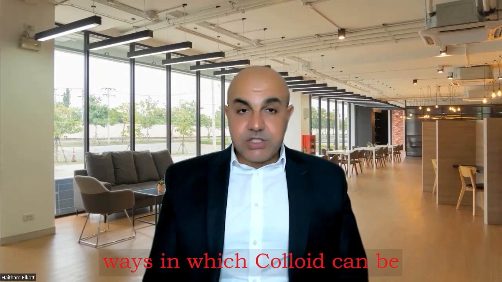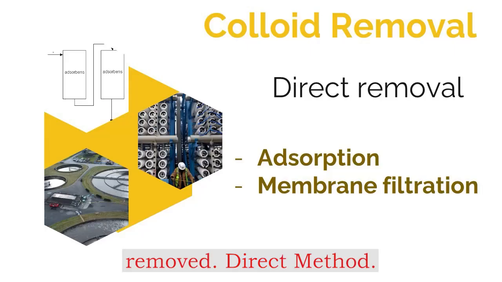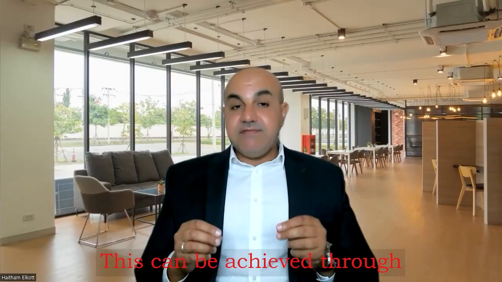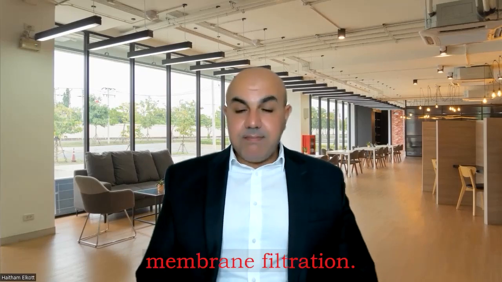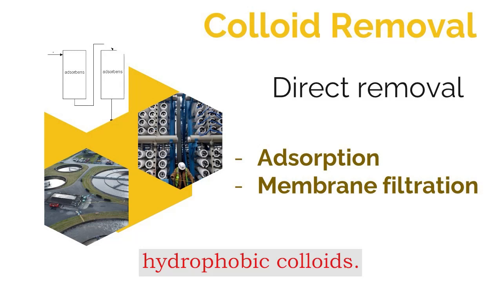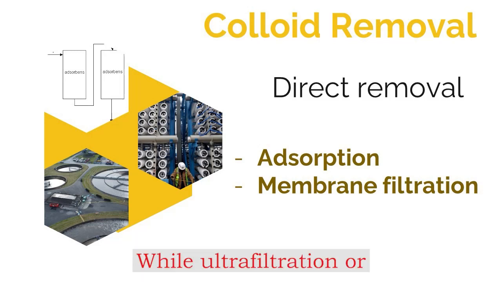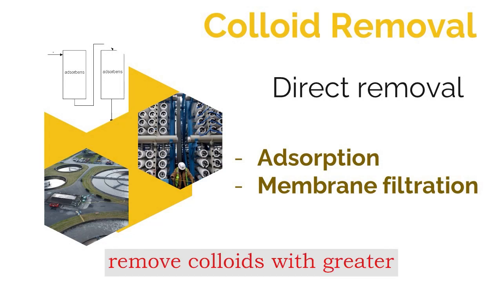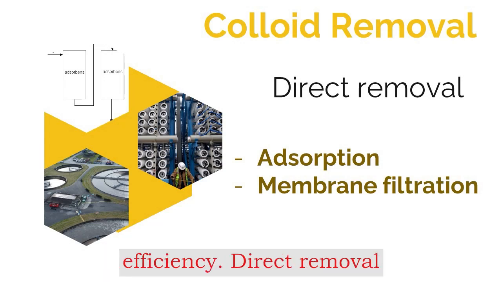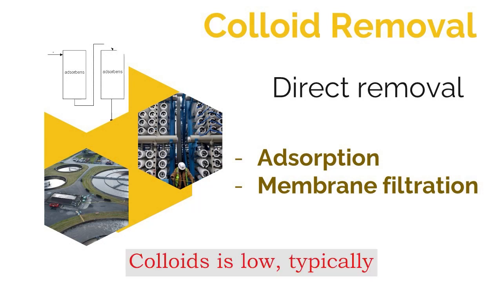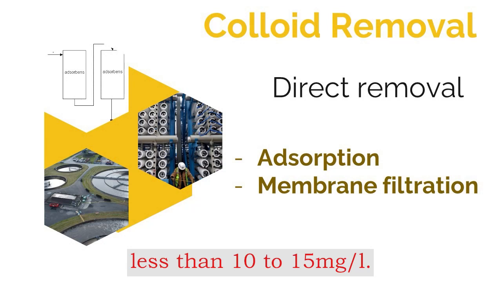Colloid removal. There are 2 ways in which colloids can be removed: the direct method and the converting method. In direct removal, this can be achieved through carbon adsorption or membrane filtration. Granular carbon adsorption units can only remove hydrophobic colloids, while ultrafiltration or microfiltration systems can remove colloids with greater efficiency.